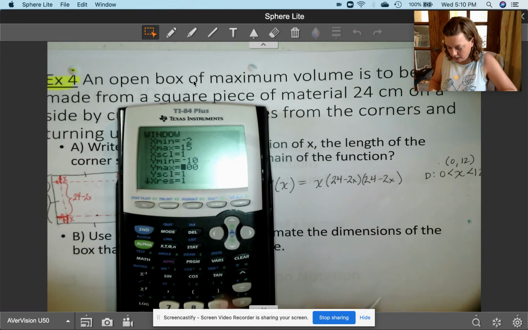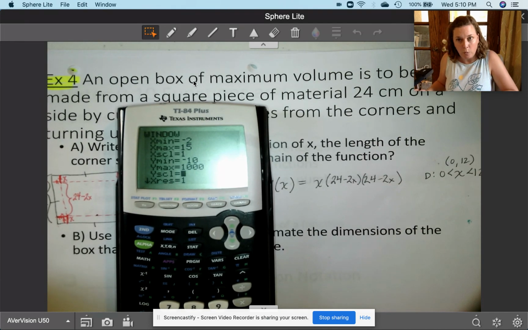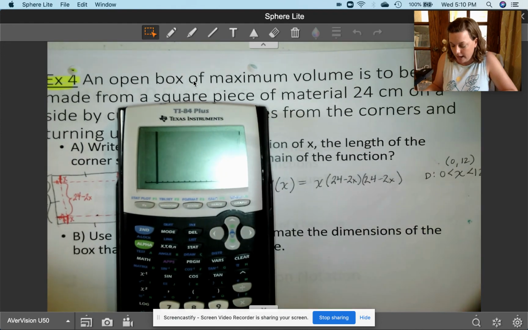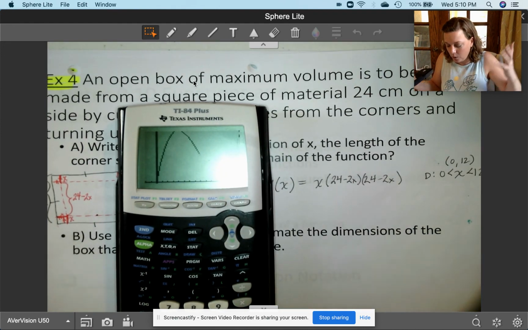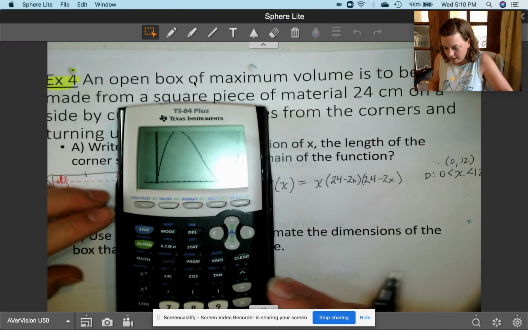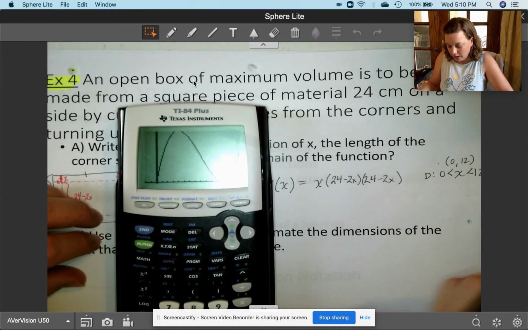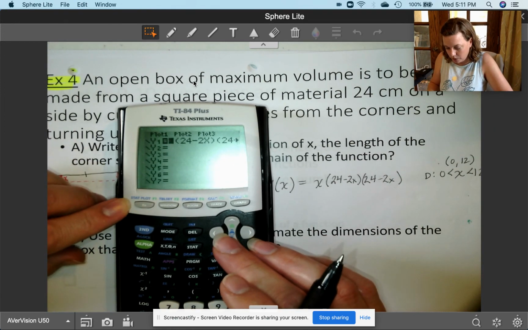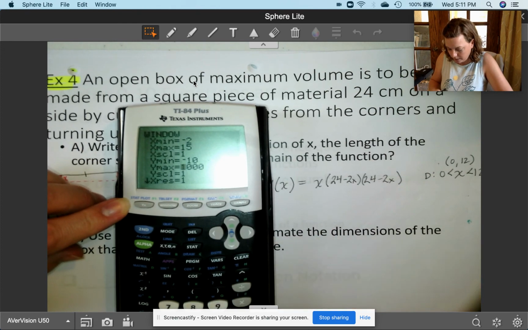And in your Casio, you're playing with your viewing window, V-Window. So let's graph that. I went to 1,000. Oh, not quite there. Okay. So you can see it's a cubic. That makes sense. Volume is cubed. Oops. I'm going to go to window, make it a little bigger. Let's try 1,200.